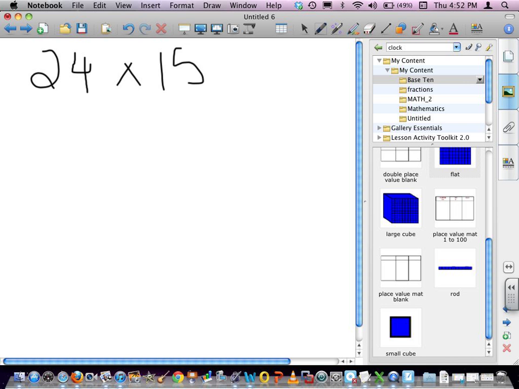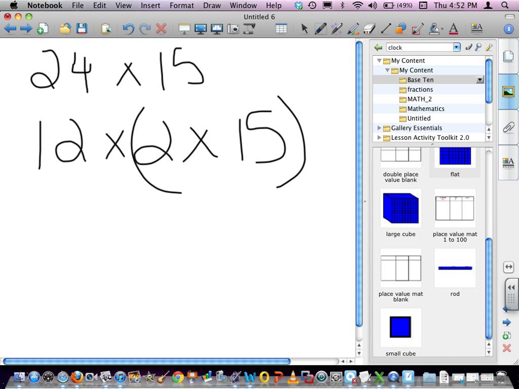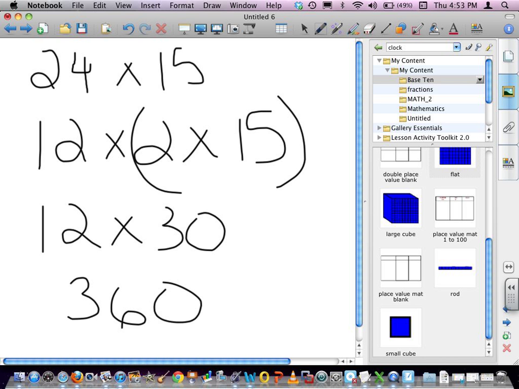My strategy was this. Ooh. Nice. Okay? What did I do? Why is 24 times 15 the same as 12 times 30? Because half one and double the other. In fact, this strategy is called halving and doubling.